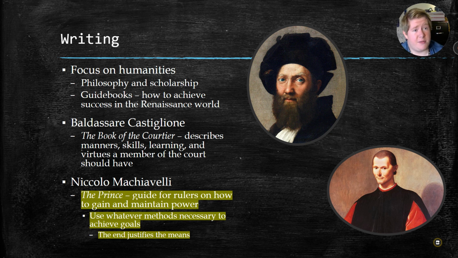And then probably the more famous one, Niccolo Machiavelli, who wrote The Prince, which is a guide for rulers on how to gain and maintain power. Basically, Machiavelli was like, you do whatever you have to do to achieve your goals. The end justifies the means. That means if you have to kill your enemy's family to take power, you do it. If you have to set somebody's house on fire to scare them, you also do that. Basically, you do whatever you can to get power and hold on to it. And a lot of people used Machiavelli's system to gain power.